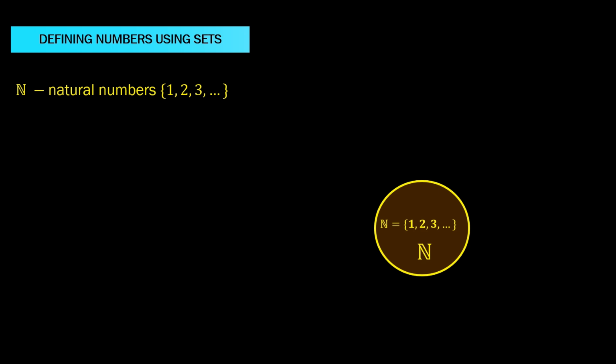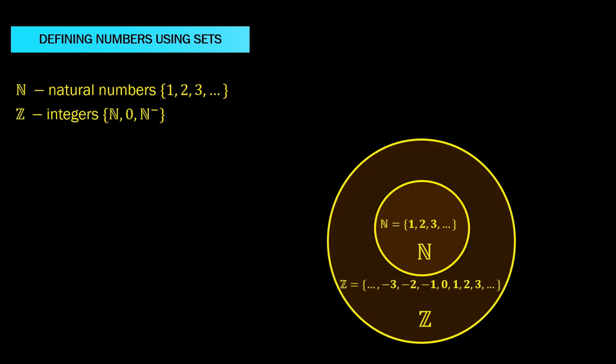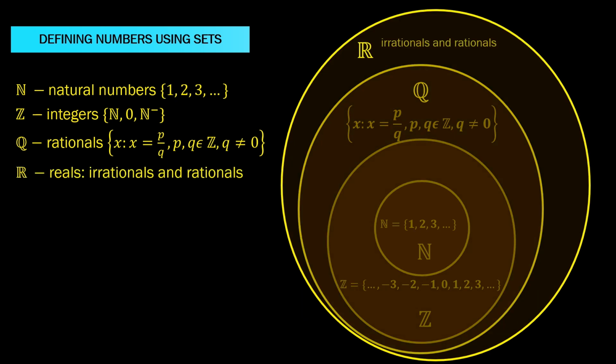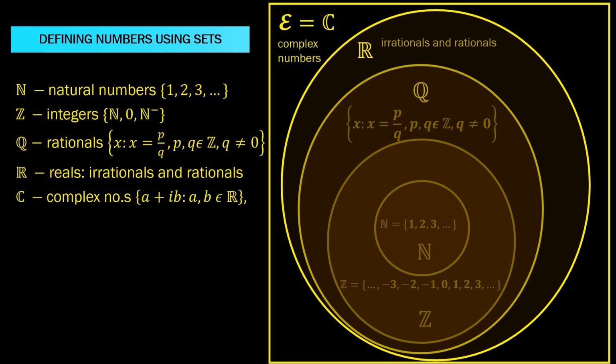So let's summarize this. Remember, we began with the natural numbers, 1, 2, 3, and so on. We added on the integers, so for example, -3, -2, -1, 0, 1, 2, 3, and so on, in the negative and the positive direction. Then the rational numbers, numbers of the form p over q. Then the reals, which included irrationals and rationals. And finally the complex numbers, which would encompass the universal set.